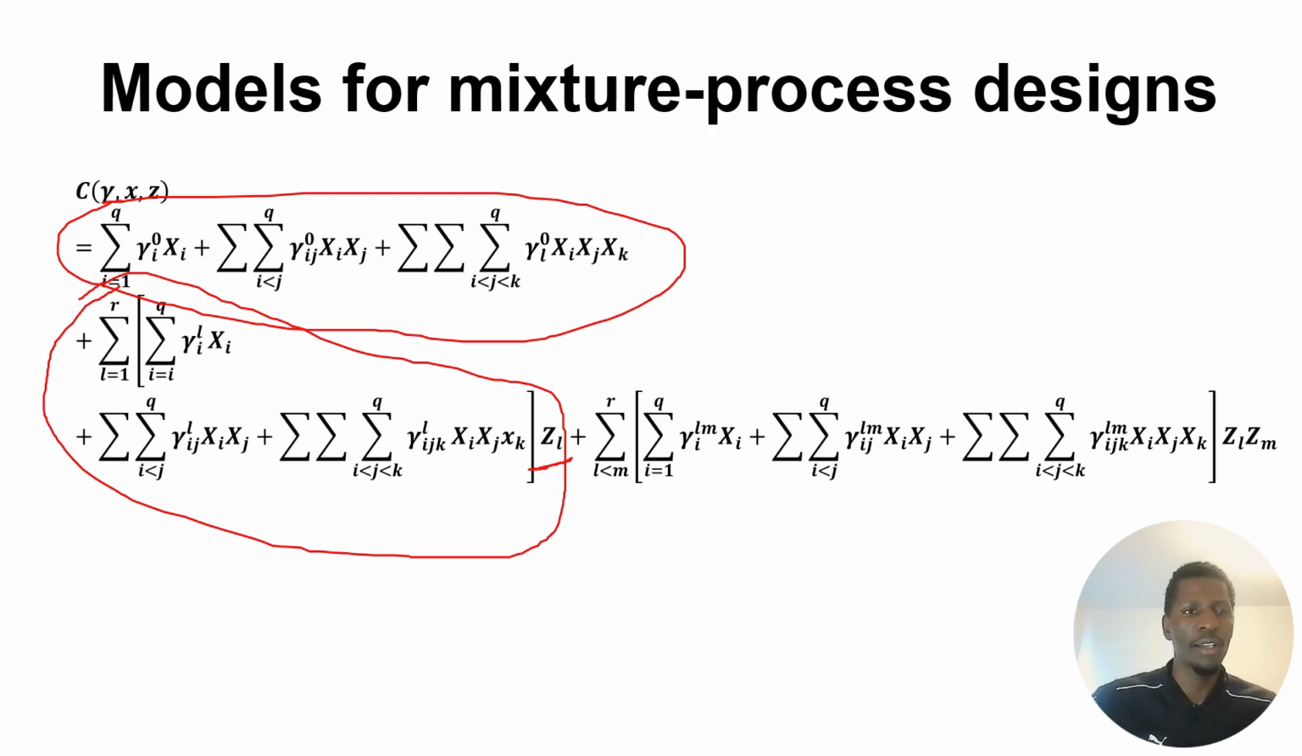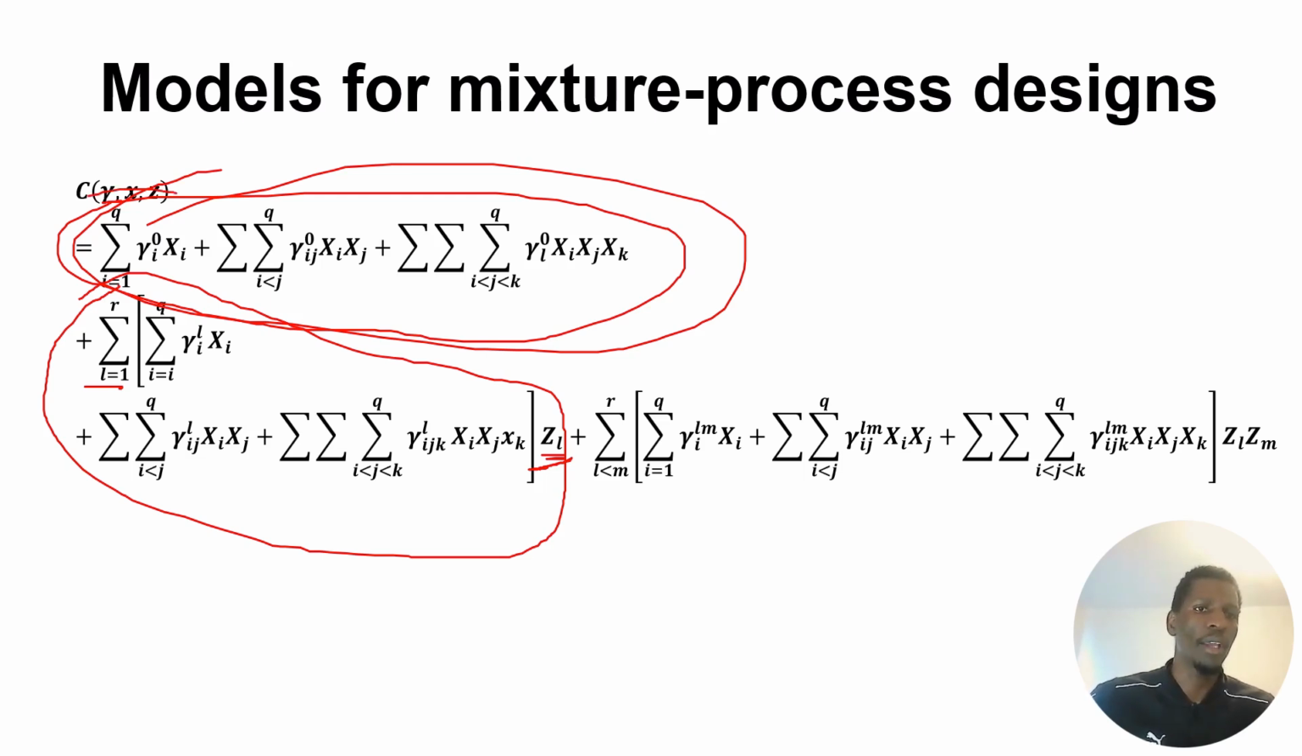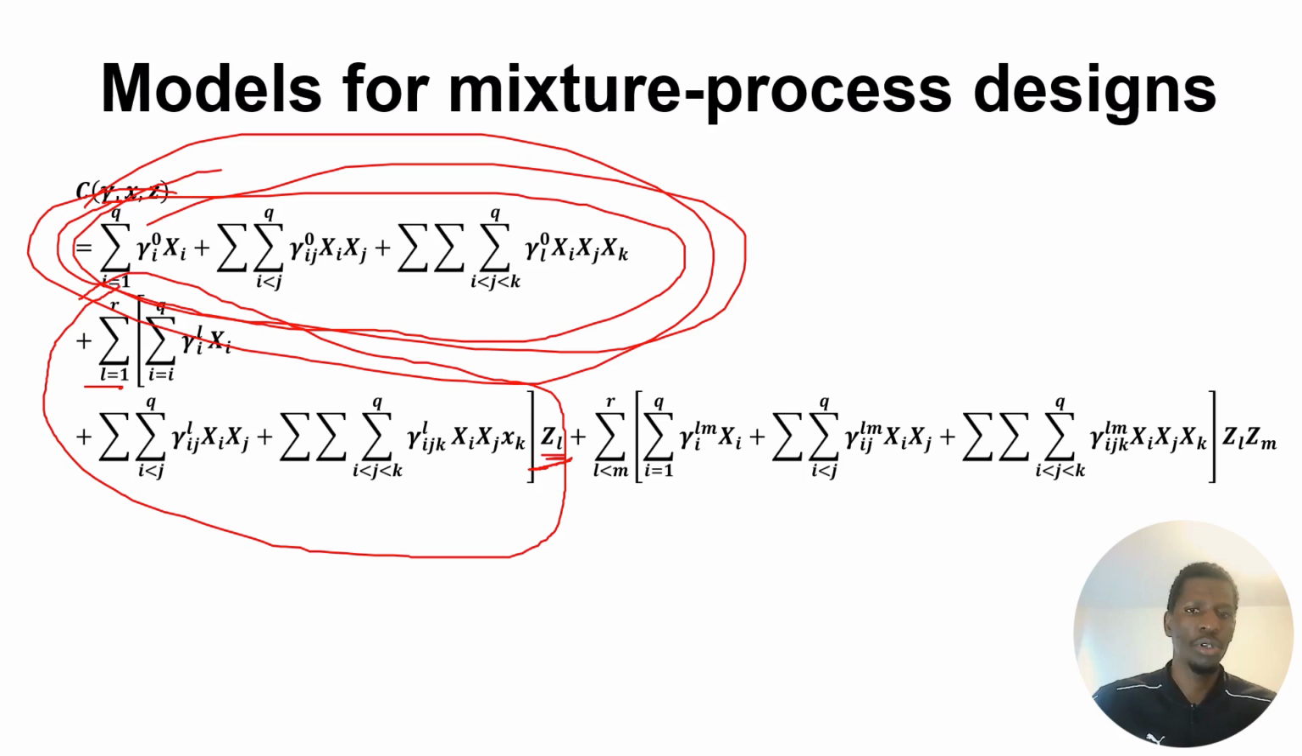You can see from here that this Z of L, where L starts from 1 to R. If you had R equals to 2 for two different processing conditions, let's say temperature and time, it means you are going to multiply this first term, first of all, with temperature, which is Z1, and you also multiply this term again with time, which is Z2, if R is equals to 2.